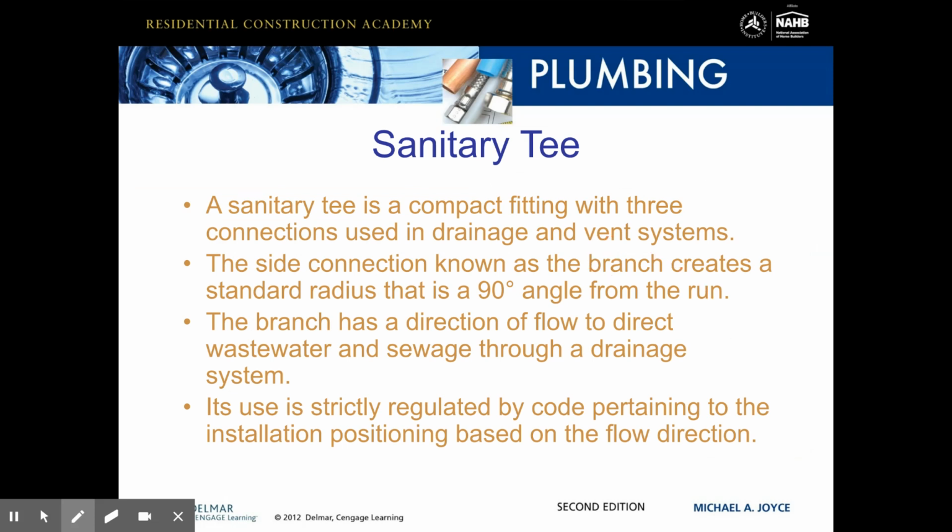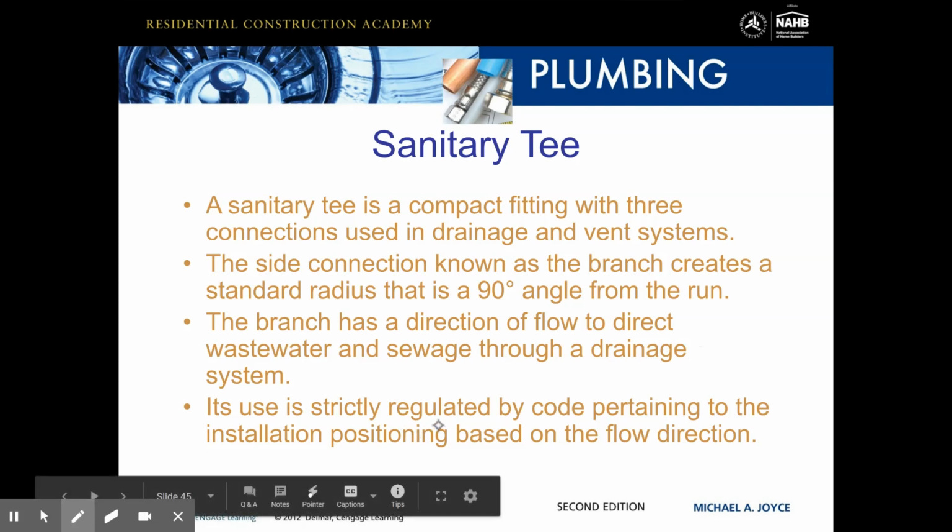A sanitary tee is a compact fitting with 3 connections used in drainage and vent systems. The side connection, known as the branch, creates a standard radius that is 90 degrees from the run. The branch has a direction of flow to direct wastewater and sewage through a drainage system, and we'll go over this shortly. Its use is strictly regulated by code pertaining to the installation position based on the flow direction.